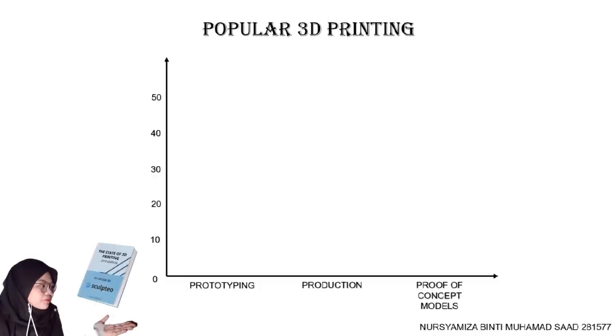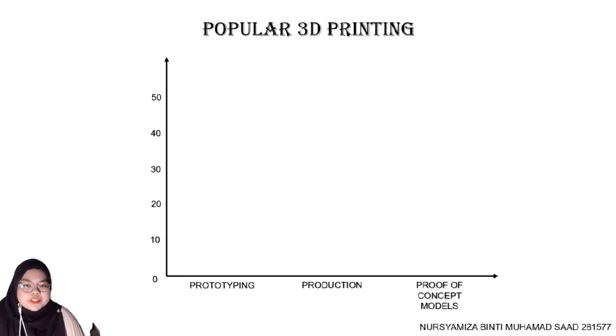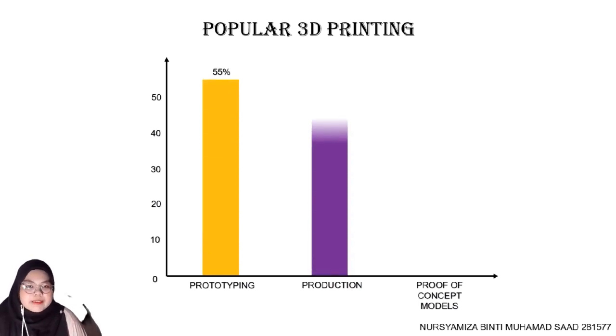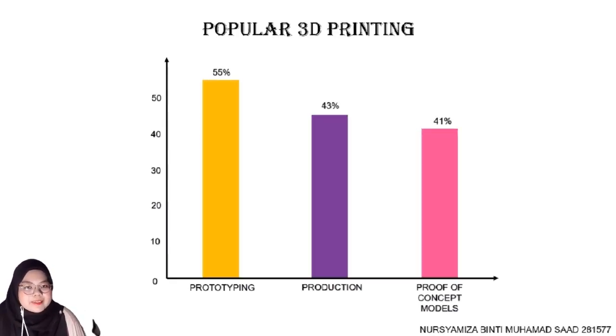According to Sculpteo's 4th edition of the State of 3D Printing Report, accelerating product development is the highest priority for companies that are relying on 3D printing. Prototyping at 55%, production at 43%, and proof of concept models at 41% are the three most popular 3D printing uses today.